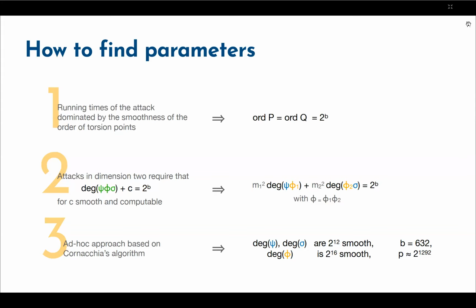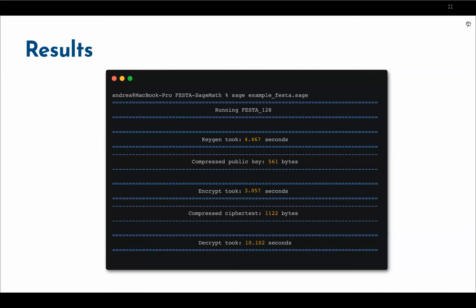And then B is around the order of the points, which is a power of 2, and the prime is just as important. Because this uses a very new approach, we wanted to implement this protocol to showcase that it was completely runnable, it wasn't just a theoretical construction. And what we obtain is a proof of concept implementation in SageMath, so highly not optimized.